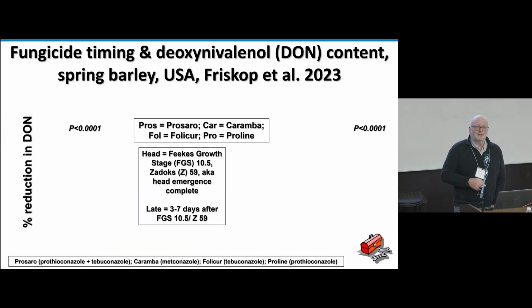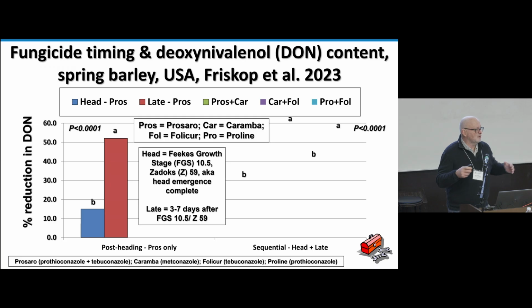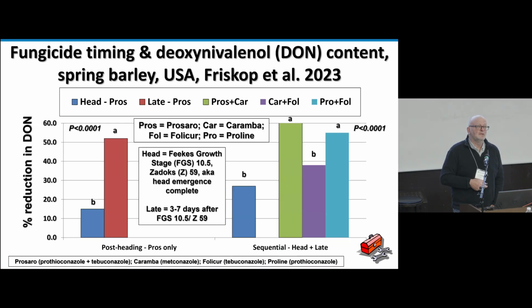And more recently, Andrew Friskop, who some of you may know at NDSU in Fargo, did some work in barley and looked at Dawn, with some interesting results. They looked at a range of trials and had to group them according to what treatments they were using. They looked at Prosero, so tebuconazole and prothioconazole, at head emergence and at late, which was about 3 to 7 days after that particular growth stage, depending on the trial, location and year. So much better reduction, over 50% compared to about 15% control.